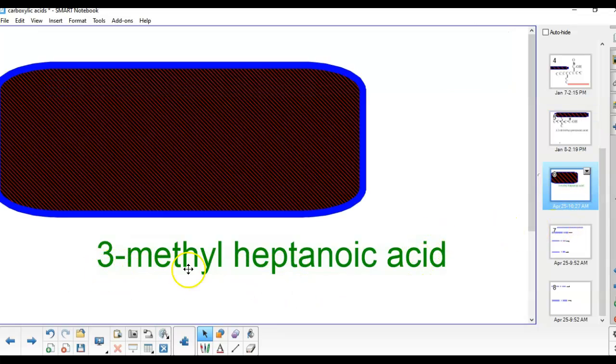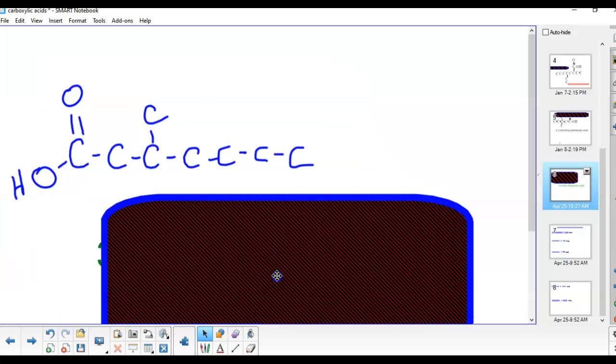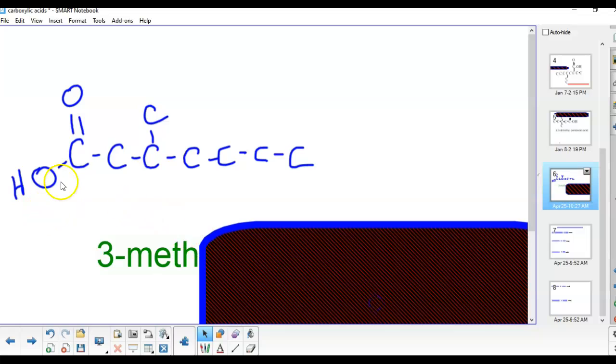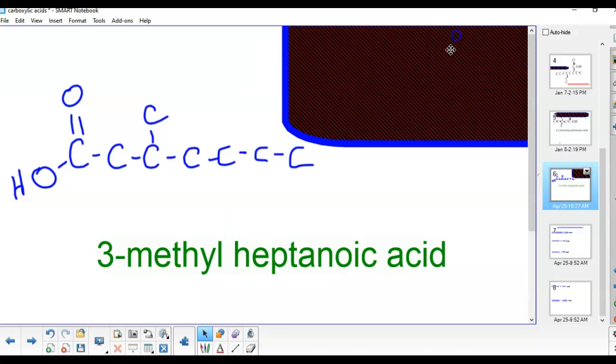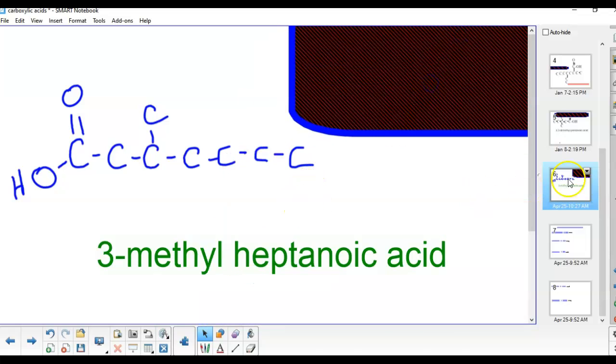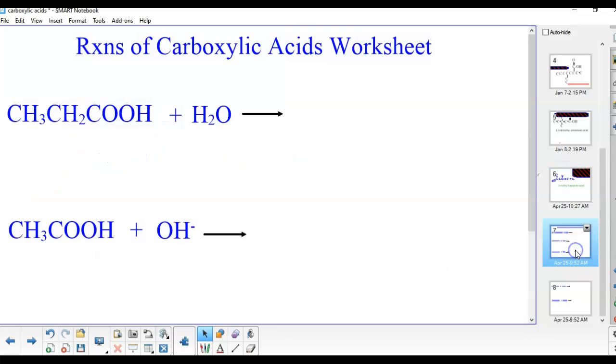What's the structure of 3-methyl heptanoic acid going to look like? Well, anoic acid means we have a carbon, oxygen, oxygen, OH. We have 7 carbons, and on carbon 3, a methyl group. So if we take a look, carbon 1, 2, 3, there's our methyl group, 4, 5, 6, 7. And that gives us our 3-methyl heptanoic acid.